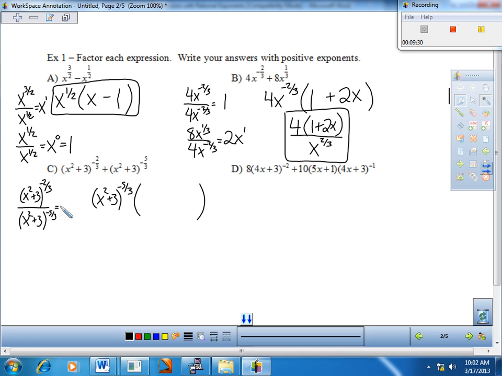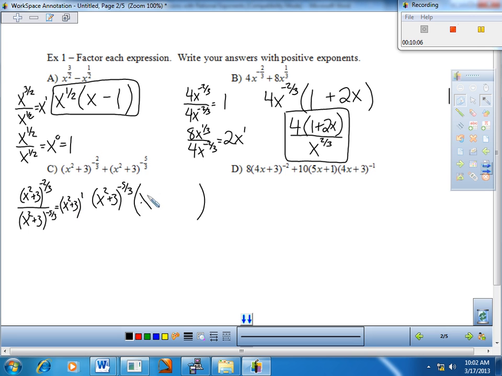So I guess the question is, of course, what would that be equal to? And so, again, we keep the base, x squared plus 3. We subtract exponents, negative 2/3 minus negative 5/3. Subtracting a negative, of course, is just like adding a positive. Negative 2/3 plus 5/3. Oh, wait a minute. That's 3/3. 3 over 3, guys, is 1. So the exponent here is 1. That's the key, guys. Have to be able to pull that piece off. So now it is really just x squared plus 3 to the first.